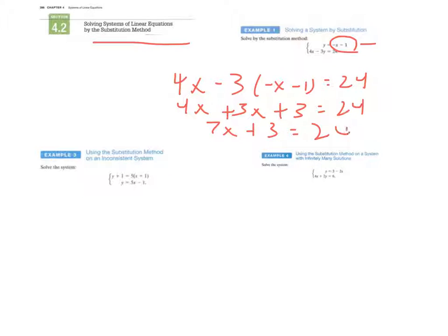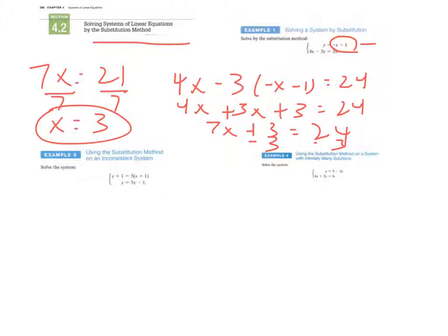Now I can subtract 3 and divide by 7. Subtract 3, so I get 7x equals 21, and if I divide by 7, I get x equals 3. So that gives me my x value, but now I need to find my y value. So I substitute this back in to the equation that I used. So now I have y equals a negative 3 minus 1, and so y equals a negative 4. So my answers are 3 and negative 4.